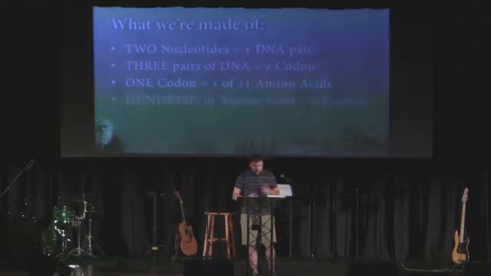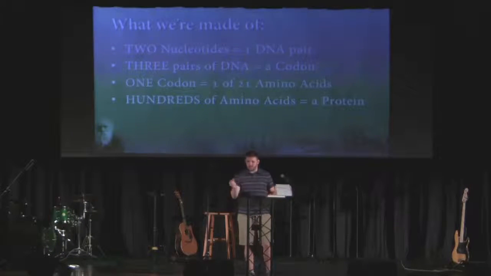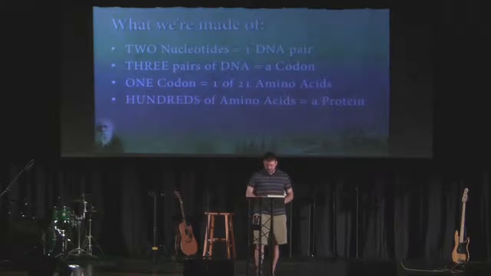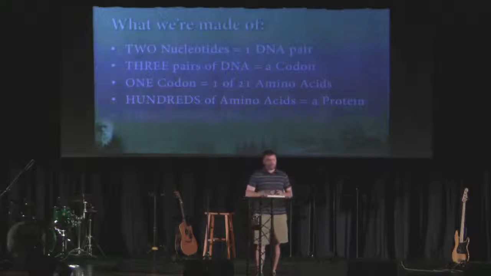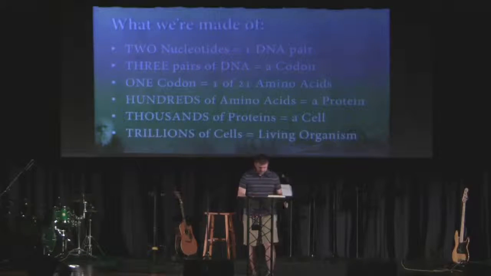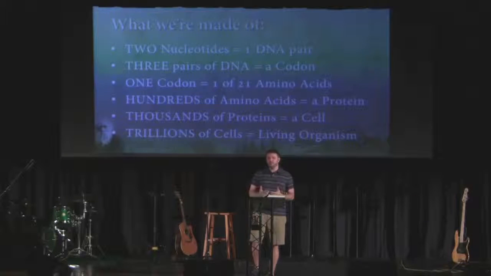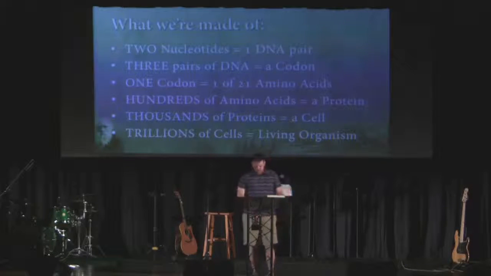Hundreds to thousands of specifically ordered amino acids create a protein, and they have to be in a specific order. Thousands of specified proteins create a single cell. Specified, they're not all the same. And trillions of specified cells create a living organism. Your body is made up of trillions of very specified cells.